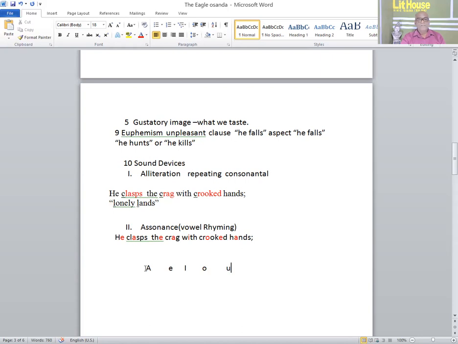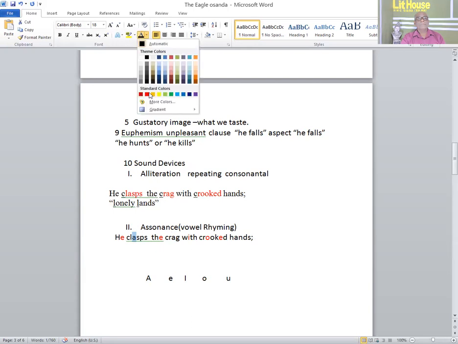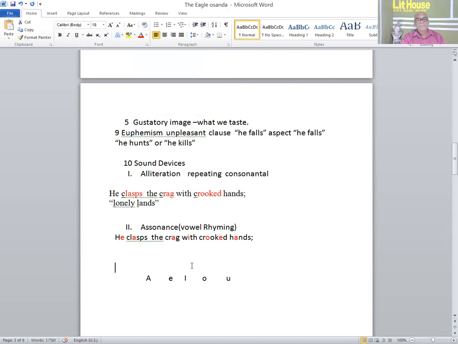Now what are the similar vowel letters? This A, this A, and this A. This A. And this E and the E are similar.